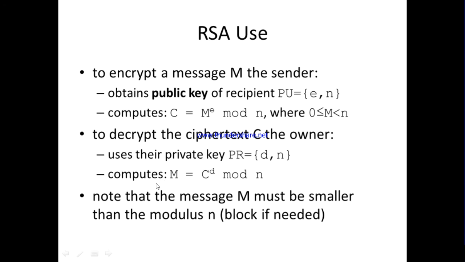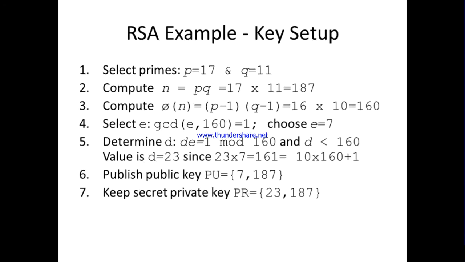This can be understood easily if I take an example. Let us take the large prime numbers as 17 and 11. P is equal to 17 and Q is equal to 11. So what is the next step? We need to compute N. N is equal to P into Q, so 17 into 11 equals 187.